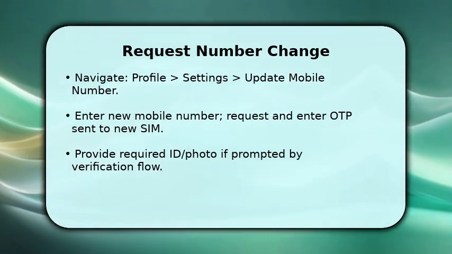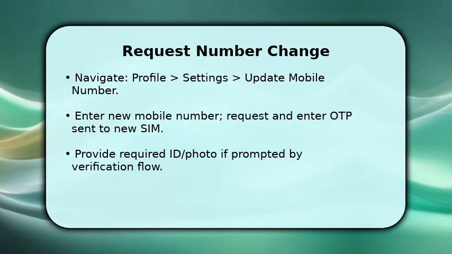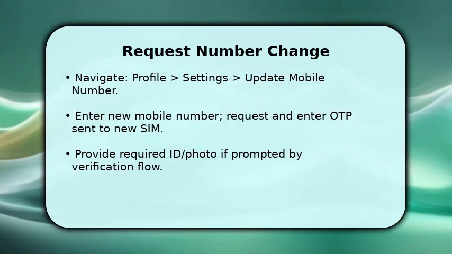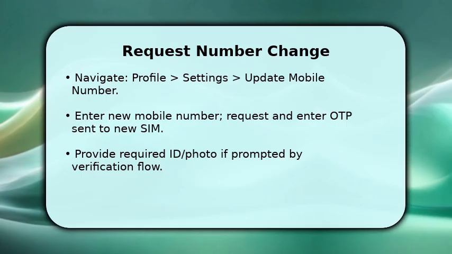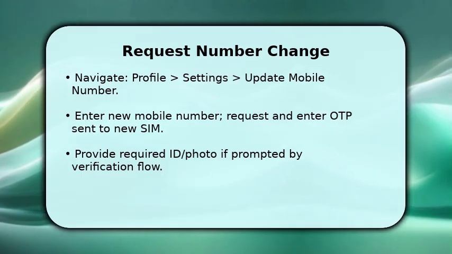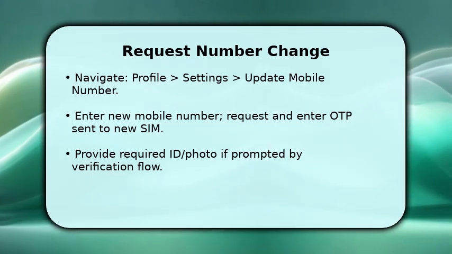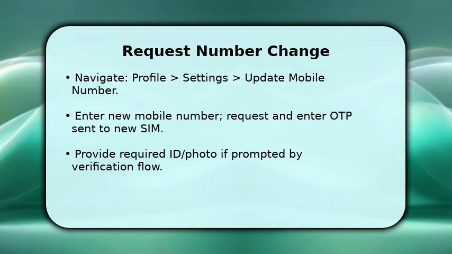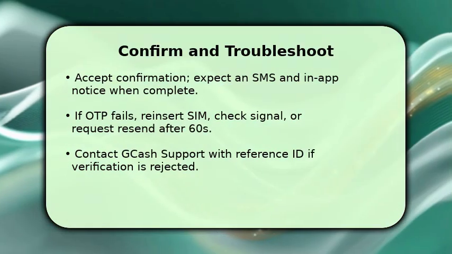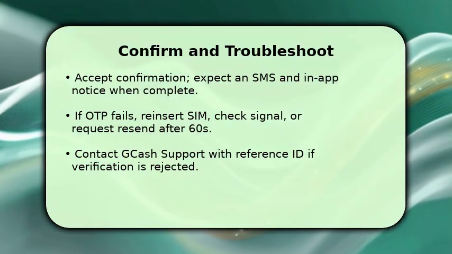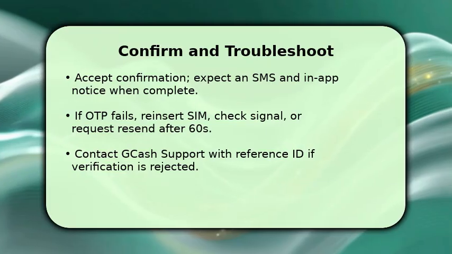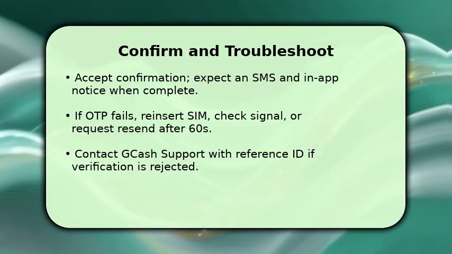If Gcash asks for additional ID or a selfie, submit clear matching documents. This prevents delays. Once the OTP and documents are accepted, the app will queue the change and notify you of any further steps required. You finish by confirming the change and watching for both an in-app confirmation and an SMS to the new number. This confirms your wallet now uses that number.